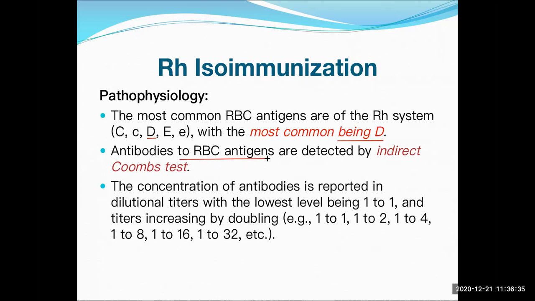Antibody to RBC antigens is detected by the indirect Coombs test. In our prior classes, I already explained this point for you. Indirect Coombs test means only detection of antibody. Those antibodies are not yet fixed on the surface of the RBC. They are free antibodies. This is called indirect Coombs test positivity. The concentration of antibody is reported as a dilutional titer, with the lowest titer being 1:1 and the titer increasing by doubling, like 1:2, 1:4, 1:8, 1:16, and 1:32.